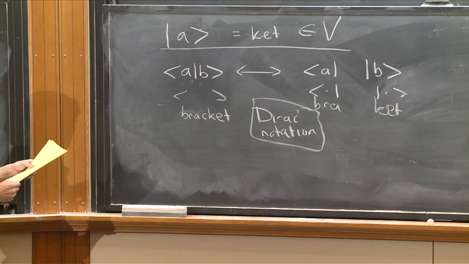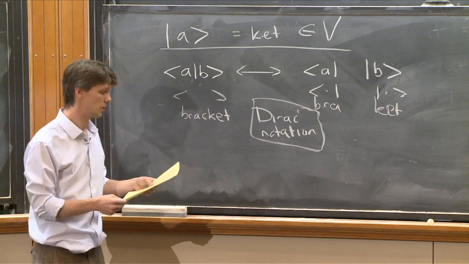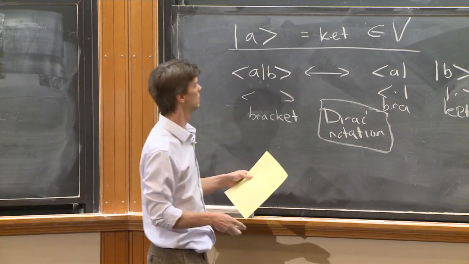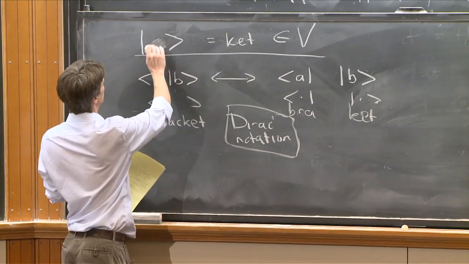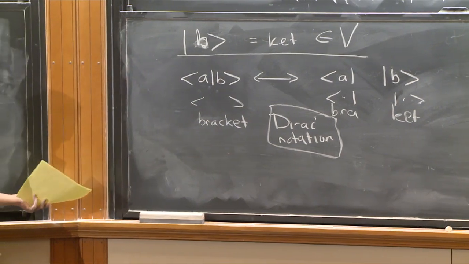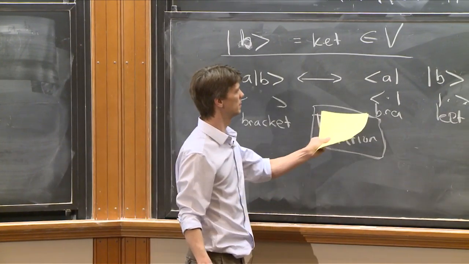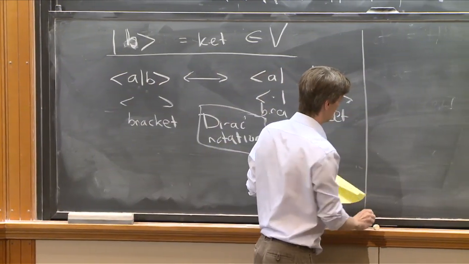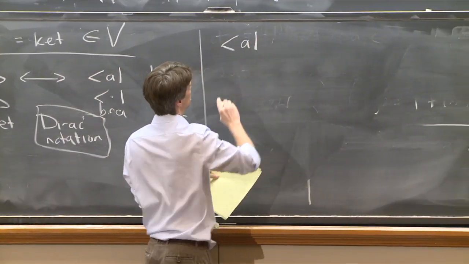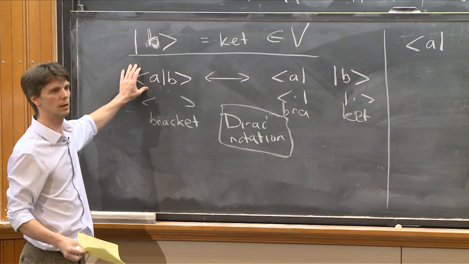But what are the bras? Well, they're not vectors in V. So maybe I should have called this one B to be a little less confusing. B is a ket, and this is something that lives in our vector space V. This inner product we're writing in terms of a bra and a ket. The bra, what does it actually do? I'm going to use it to make this inner product.